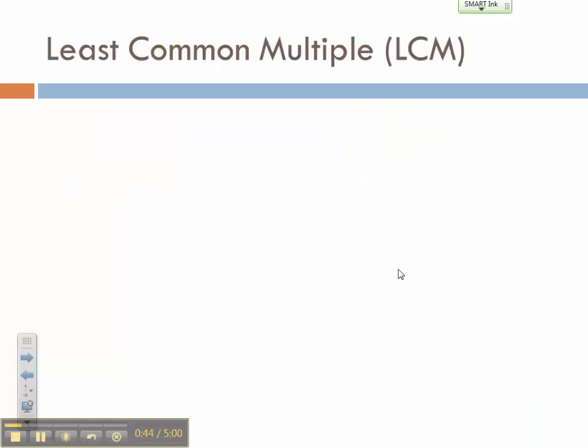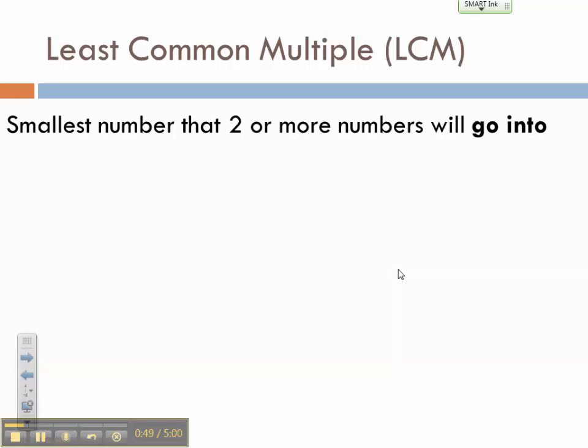Okay, so least common multiple. Your notes are in front of you. In your notes, you already have this definition. The least, think of that word, least means the smallest number that the numbers you are dealing with will go into. They will go into.